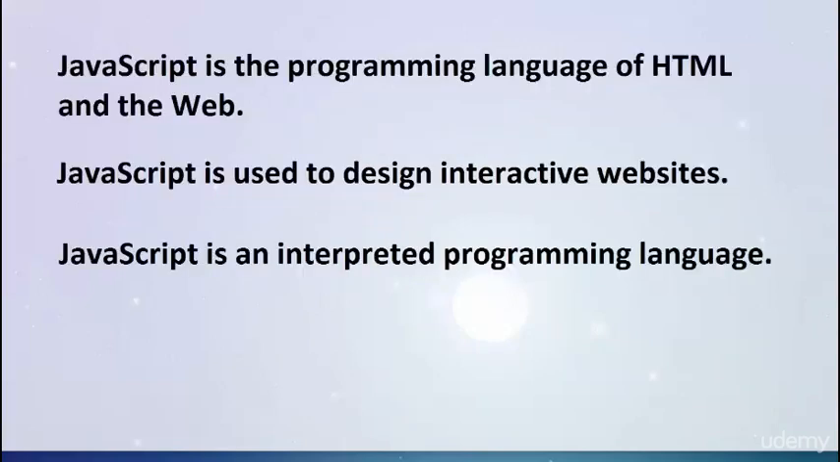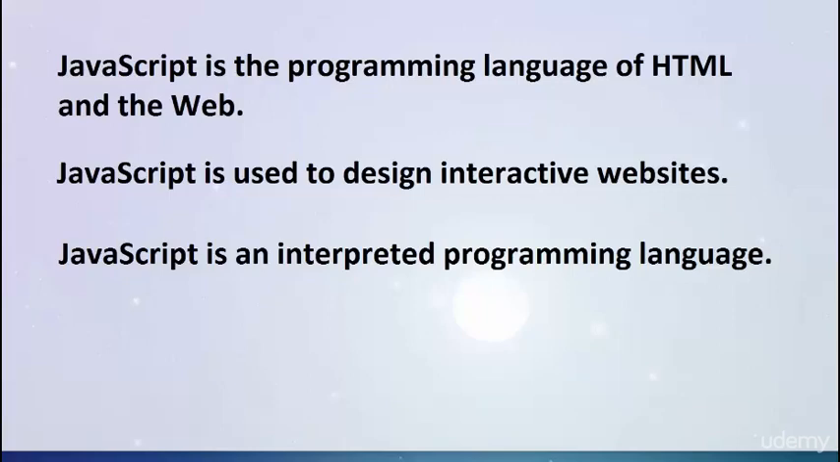So let's start with the basic introduction to JavaScript, what JavaScript is and where JavaScript can be used. JavaScript is basically the programming language of HTML and web. So for example, if you want to create some websites along with HTML, there are many other languages which you could use. So let's initially start with some basic introduction to JavaScript, what JavaScript is and where it is used. JavaScript is basically a programming language of HTML and web.